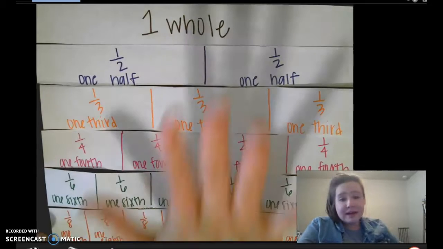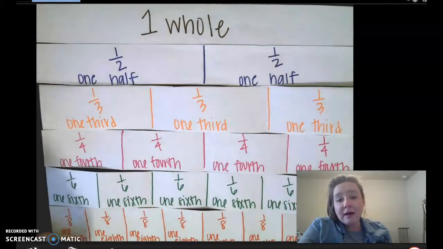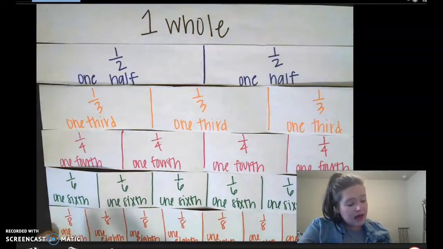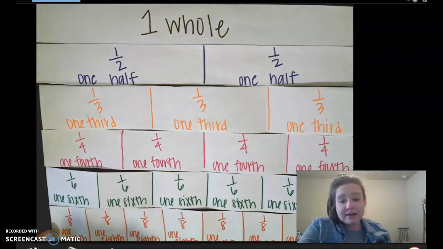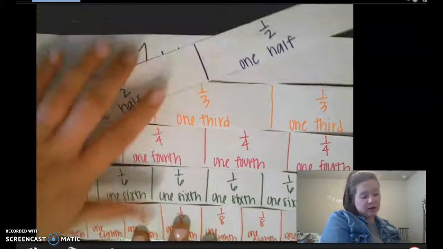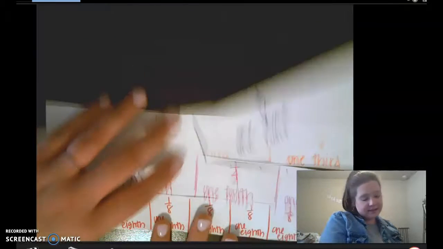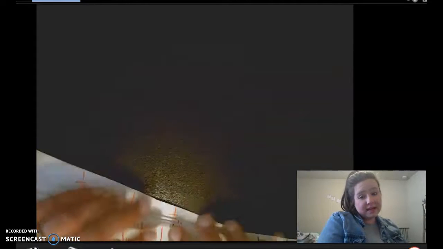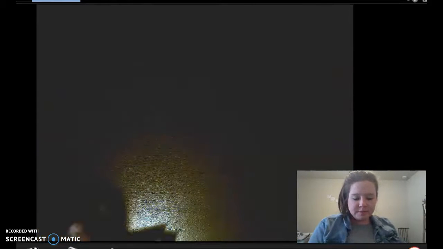If you wanted to make a second set of these and cut them up, you could do that also. That way you have individual pieces of 1/8, 1/6, however you want to do that. You don't have to, that's just a recommendation, but you really, really need to get these pieces done, okay?